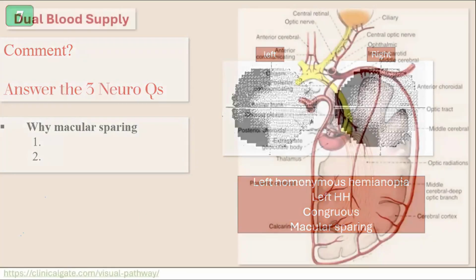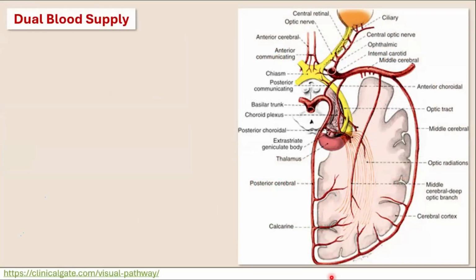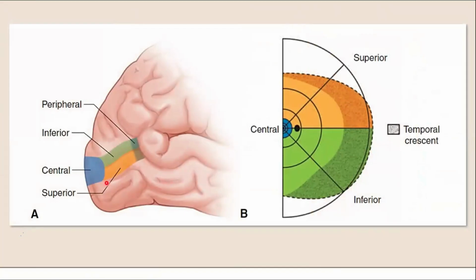Okay, so let's start with the most important one, the dual blood supply. As you can see, the occipital cortex is supplied by the posterior cerebral artery, and where is the middle cerebral here? Okay. And the second reason is the large cortical representation for the macula. So only the center 10 degrees takes up a huge area here. Okay, this is from the American Academy. So the other reason is the large cortical representation of the macula.